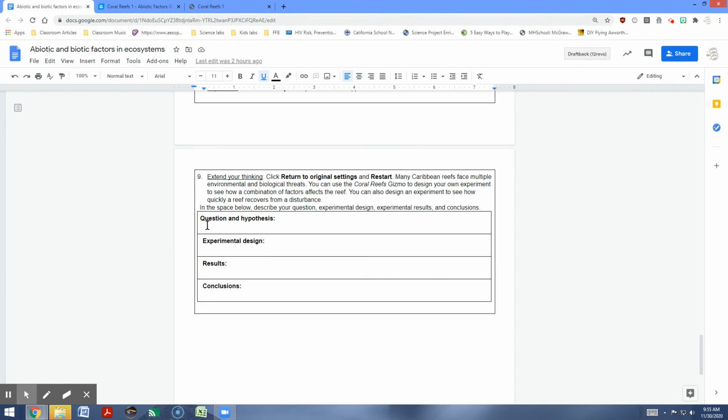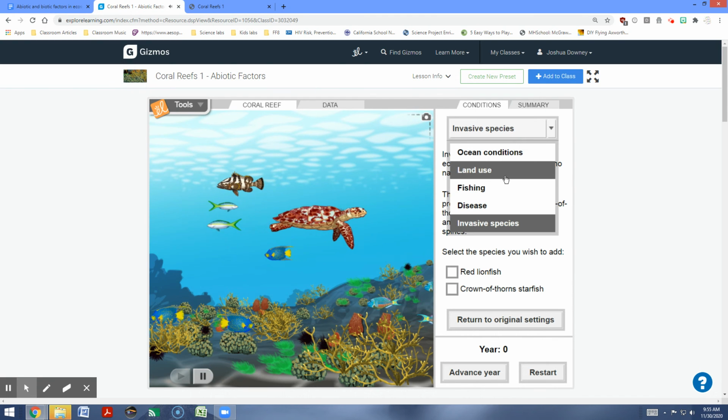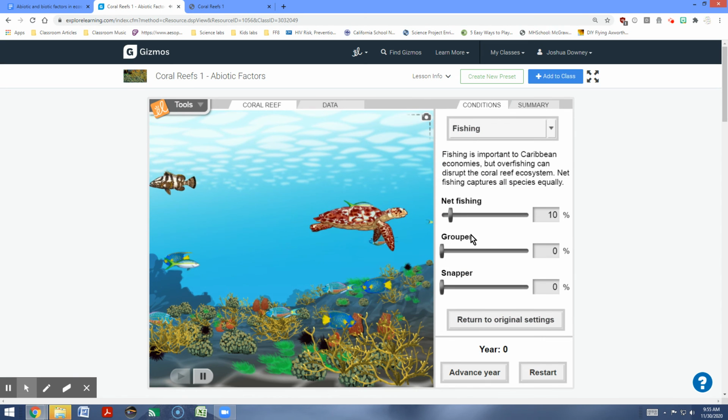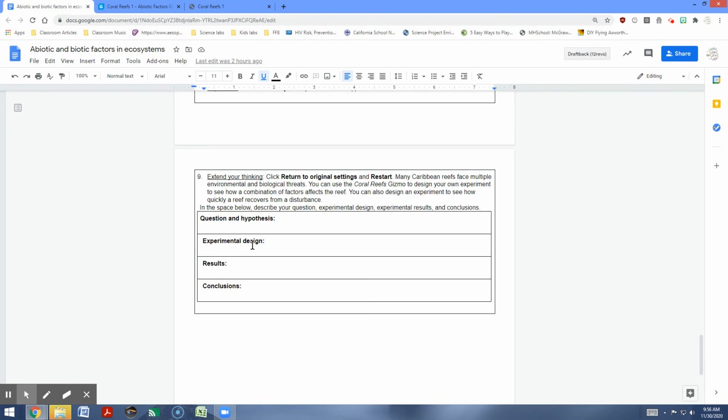So you're going to create your question and your hypothesis. Your hypothesis is going to be the answer to your question. In other words, how is fishing going to affect the ecosystem? Then you'll put your design. You're going to design your experiment.